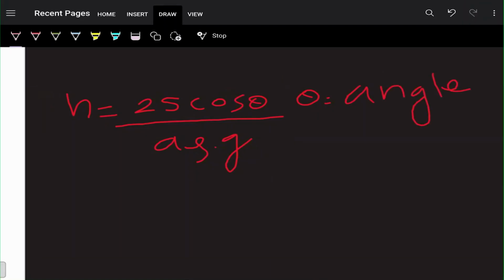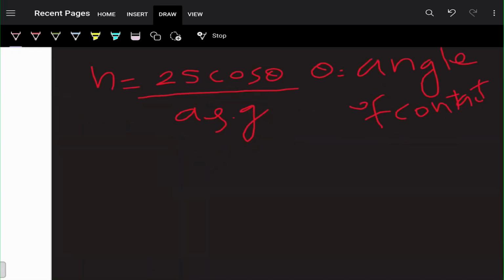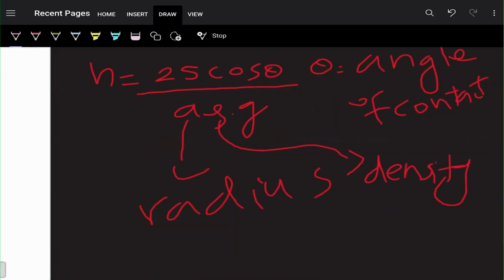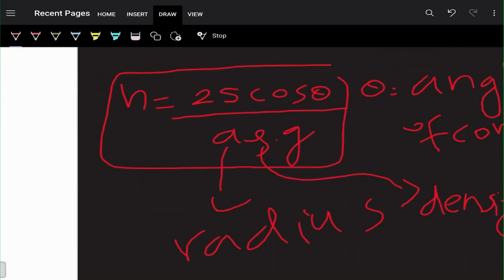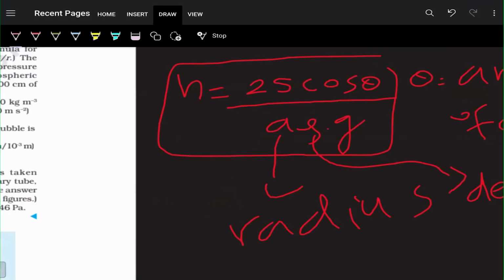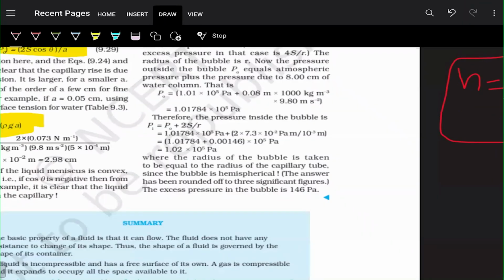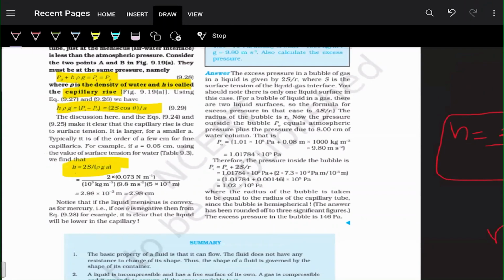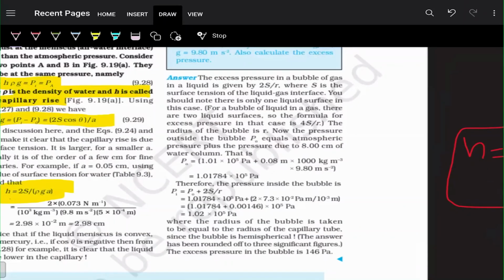And where a is the radius and rho is the density. So capillary rise h is equal to 2S cos theta divided by a rho g. Correct. Yeah, so we have a problem here.